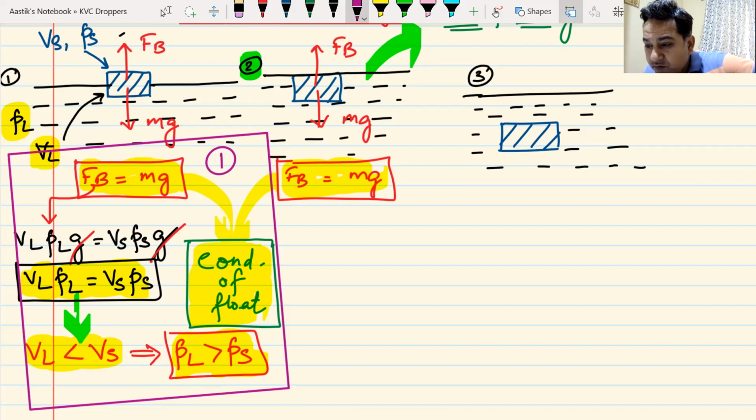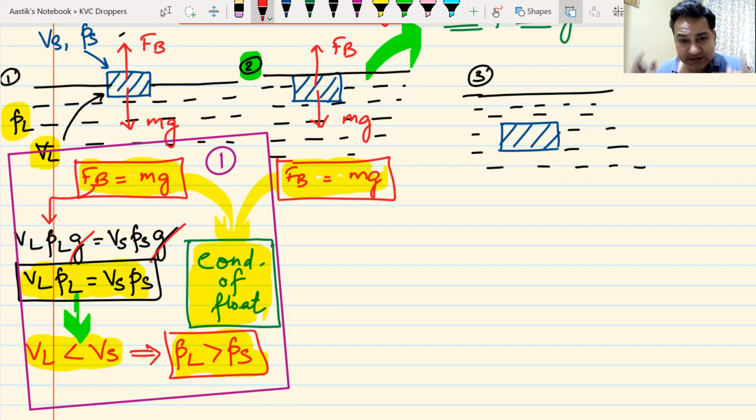Have you noted down case number 1? Yes, sir. Case number 1: solid floating on liquid, some volume outside the liquid. Completed. Copy it. Now let us move on to case number 2.